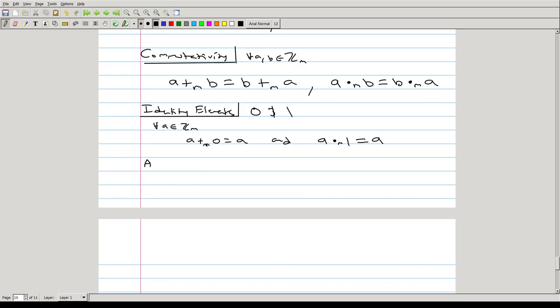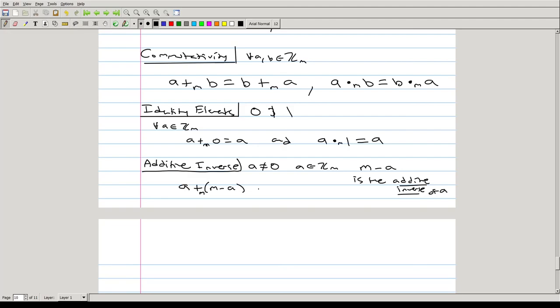So all we can say about inverses is that for every non-zero element a in Z_M, the number M minus a is the additive inverse of a, which means that a plus (M minus a) will always be equal to the zero element.